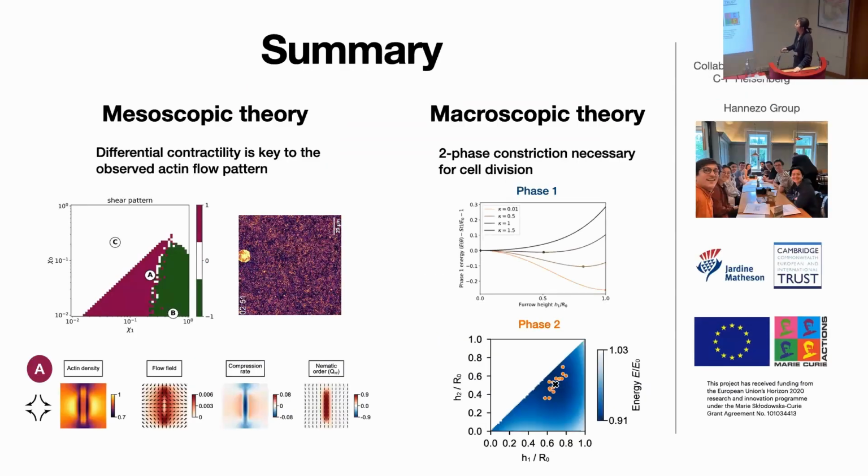Okay. So in conclusion, we wrote theory at two different length scales. At the mesoscopic scale, we wrote an active gel theory by taking the minimal approach and then adding ingredients as needed. We arrived at a theory that reasonably described the observed flow field, as well as the density profile and the depletion zone. And then to look at the geometry of the constriction, we wrote a macroscopic theory that treats all components as uniform, and we arrived at the energy landscape that, again, reasonably describes phase one and phase two.